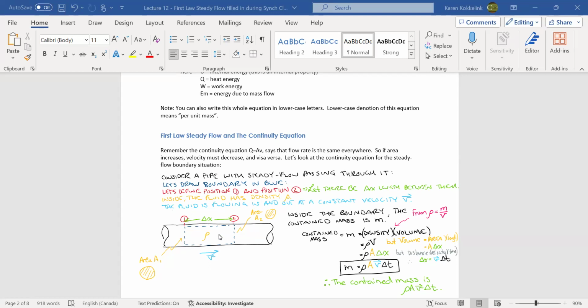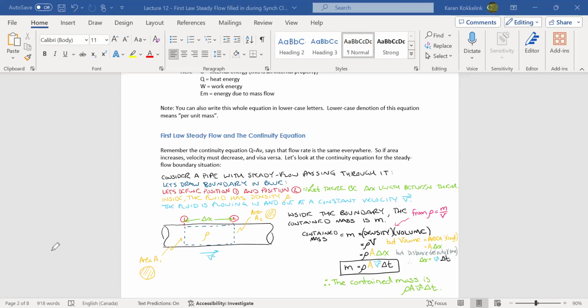So the contained mass inside there is just going to be its density times its volume. The contained mass inside any tube, or any shape at all, is just going to be its density times its volume. That's how much mass is in here. It's density times volume. But volume is cross-sectional area times length. That's how you calculate the volume. So now density times volume, well, density times area times length, delta X.